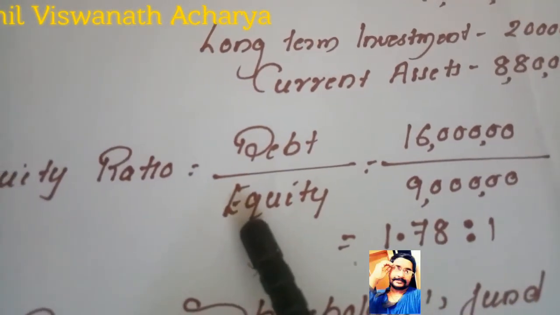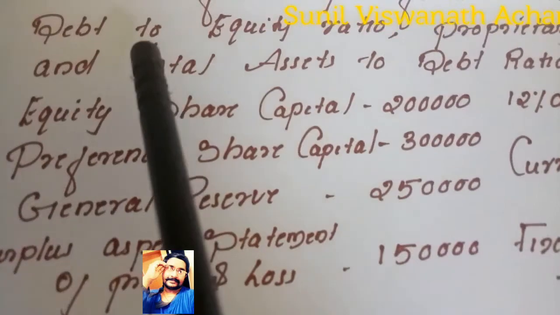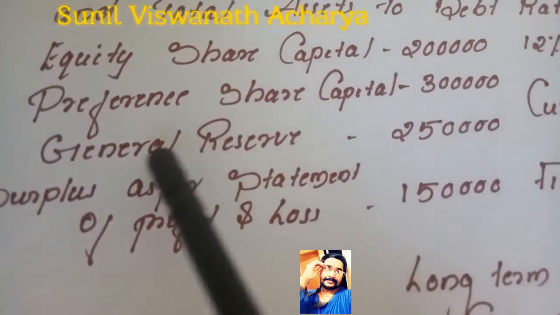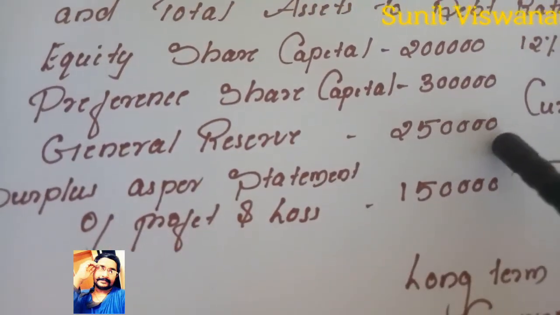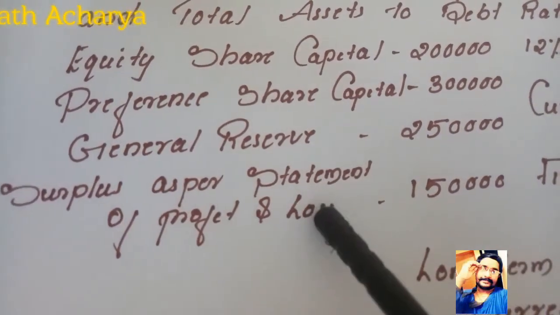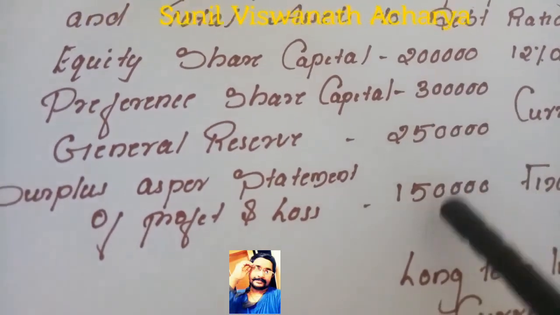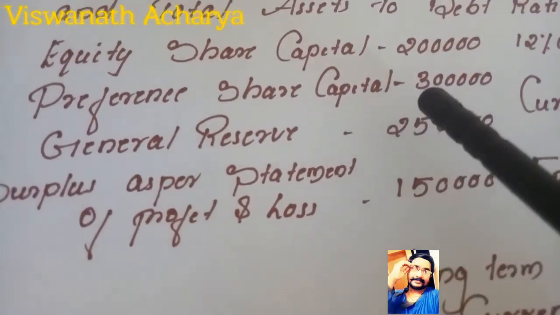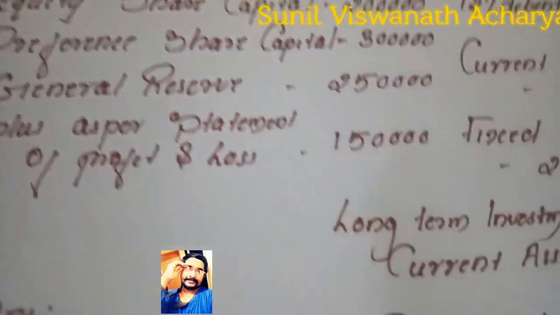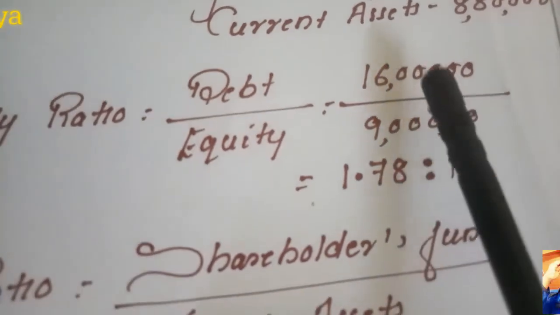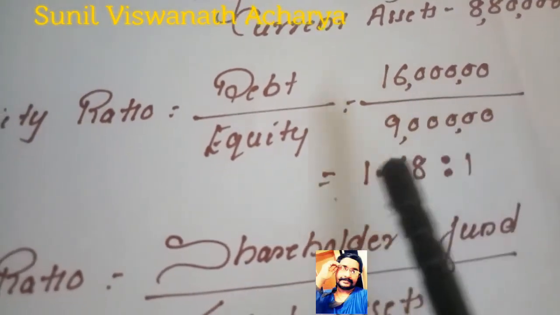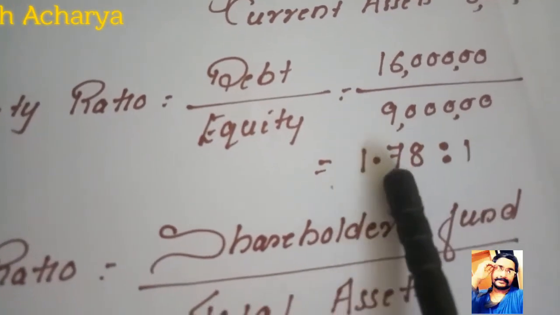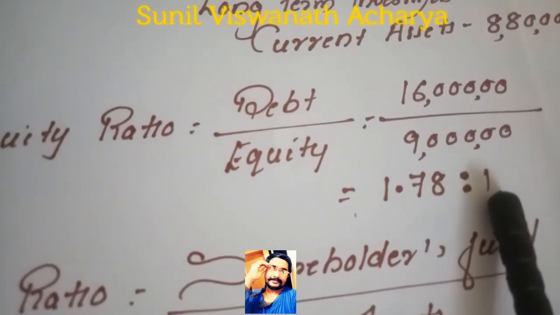Then equity. Equity means shareholders fund. In this question, which are the shareholders fund? Equity share capital 2 lakhs. Preference share capital 3 lakhs. General reserve 2 lakh 50,000. Surplus as per statement of profit and loss 1 lakh 50,000. These all are part of shareholders fund. So the total is 9 lakhs. So equity is 9 lakhs. So 16 lakhs divided by 9 lakhs, we will get the answer 1.78. So we will write as a ratio, 1.78 is to 1.